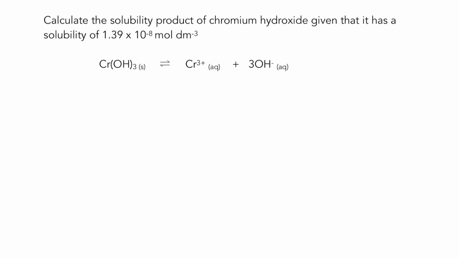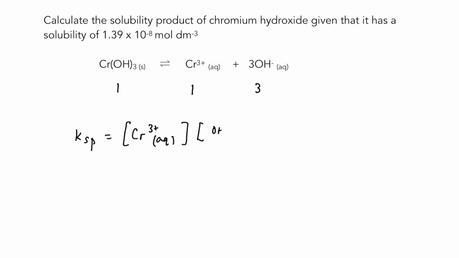Finally, let's look at an exam style question. Calculate the solubility product of chromium hydroxide, given that it has a solubility of 1.39 times 10 to the minus 8 mole per decimeter cubed. You always need an equation for this equilibrium because we need to know the ratios. Chromium hydroxide is in a 1-to-1 ratio with chromium ions and a 1-to-3 ratio with hydroxide ions. So Ksp, if we write our expression, is the chromium ion. Remember, always include state symbols.